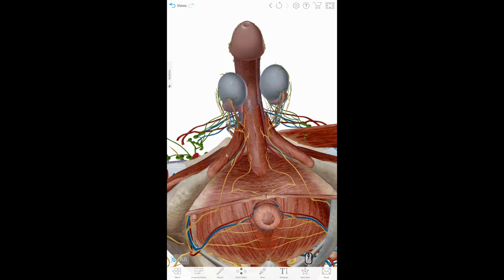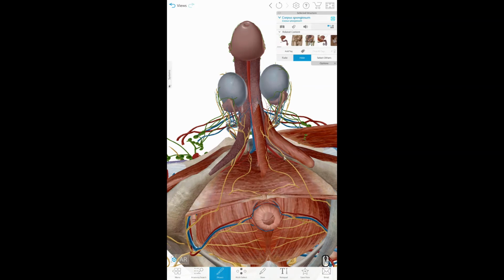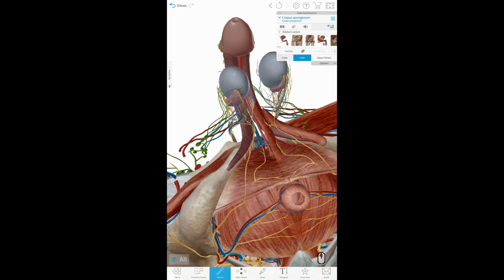This muscle here is the ischiocavernosus muscle, which covers the crura of the penis. This is the bulbospongiosus muscle covering the bulb of the penis. So let's dissect them. This is the crura of the penis, and this is the bulb of the penis. Now if we dissect the bulb of the penis, we can see the urethra is also piercing the perineal membrane. So the urethra also becomes a content of the superficial perineal pouch.